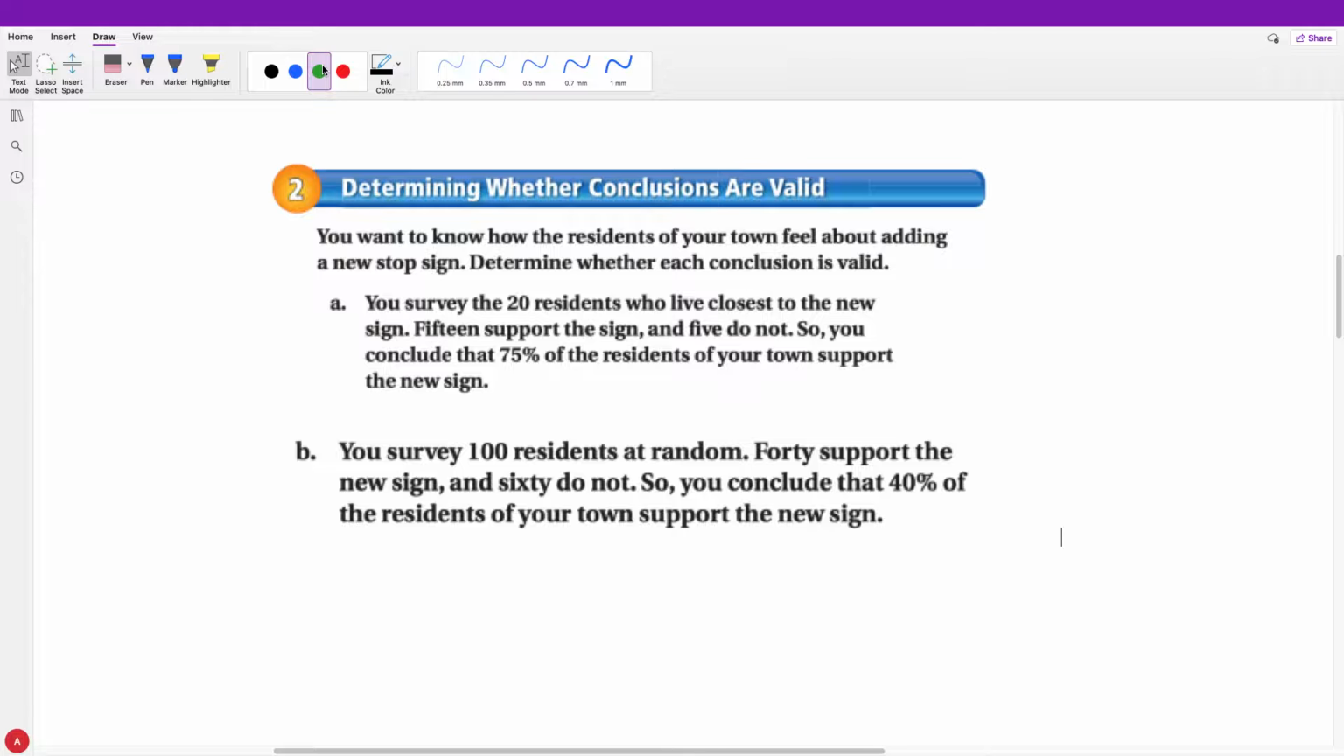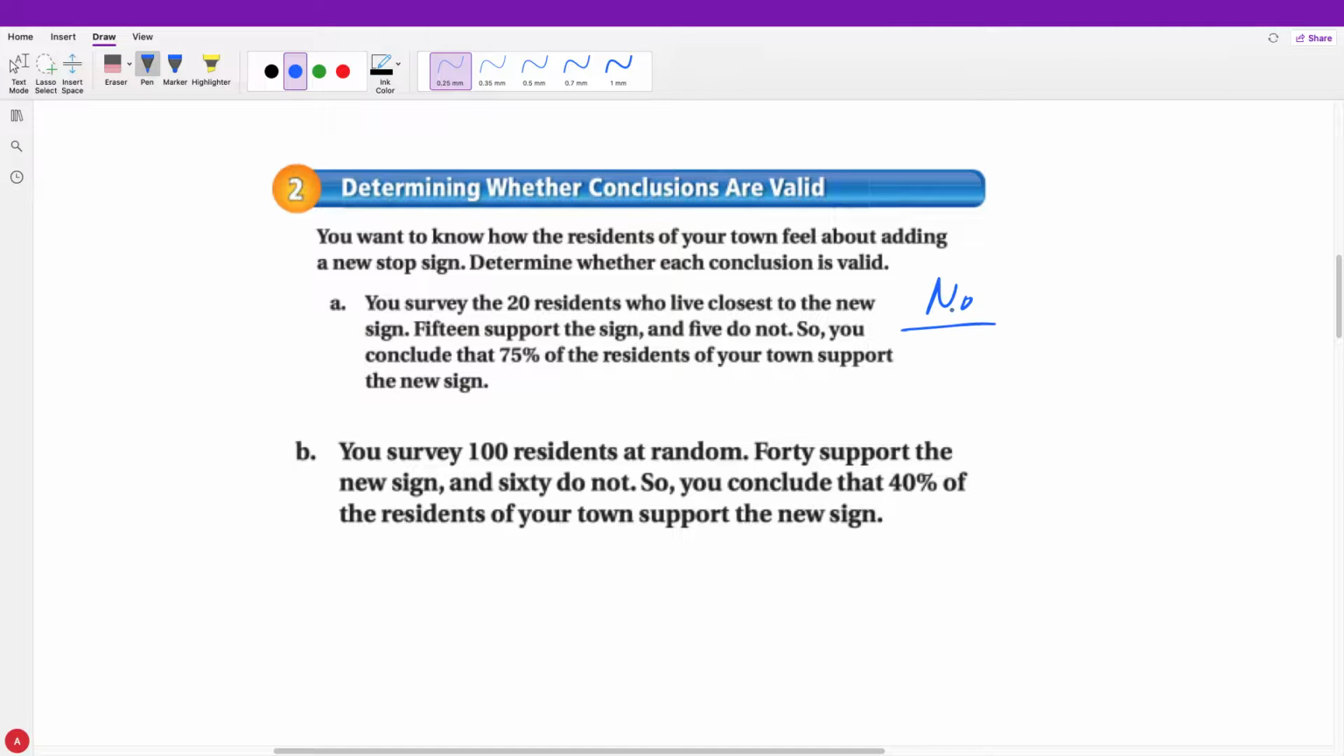All right, so we're going to now determine whether or not the conclusions are valid. So you want to know how the residents of your town feel about adding a new stop sign. Determine whether each conclusion is valid. So for the first one, it says you survey 20 residents who live closest to the new sign. 15 support the sign and 5 do not. So you conclude that 75% of the residents in your town, the whole town now, will support the new sign. And this one is not valid.